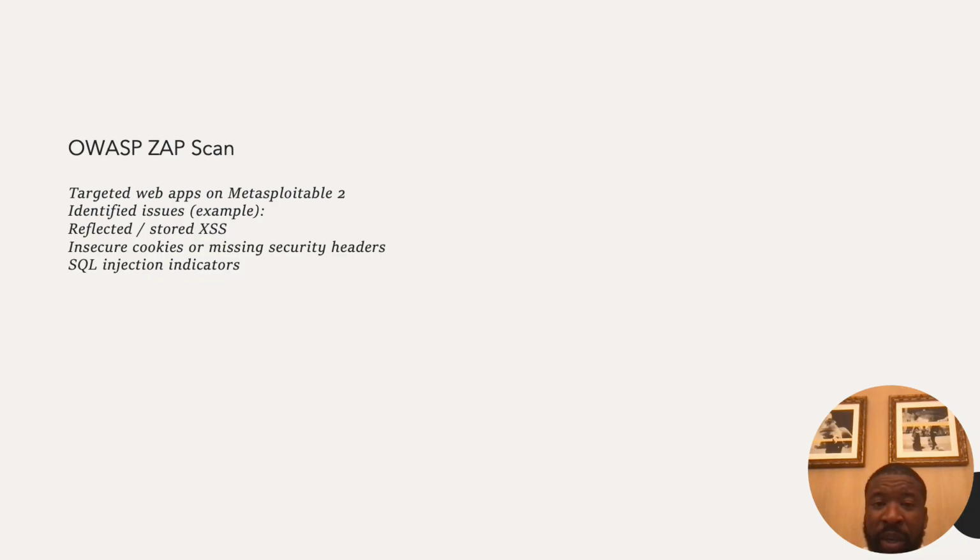OWASP ZAP goes a bit deeper than Nikto, focusing on application-level behavior. When I proxied traffic through ZAP and ran an active scan against the Metasploitable web application, ZAP flagged potential cross-site scripting, missing security headers, and other OWASP Top 10 style weaknesses. In a real environment, this could allow attackers to steal sessions, tokens, manipulate user input, redirect users to malicious sites, or extract backend data.